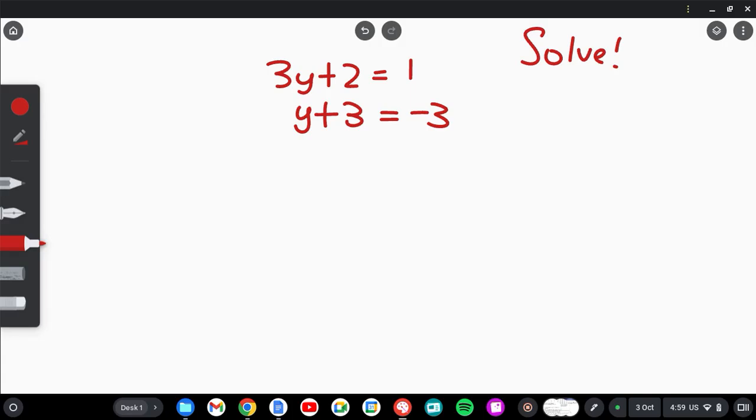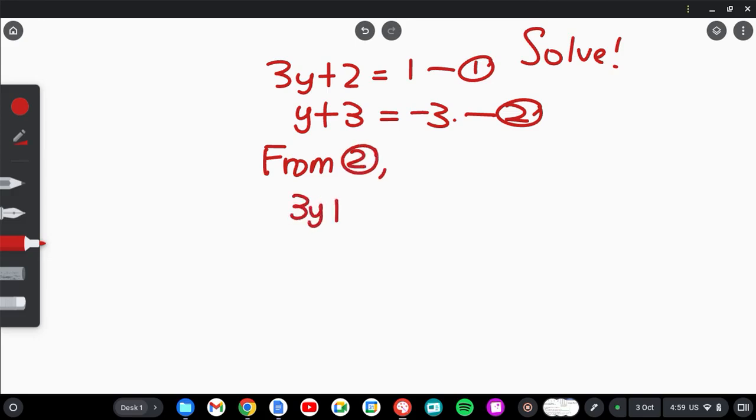One is elimination, so you need to label this equation 1, equation 2, just like you have done for your secondary 1 elementary mathematics. Then you need to write from 2, 3y plus 9 equals to, then you need to times 3 to the other side, which is minus 9, equation 3. Bring down equation 1.